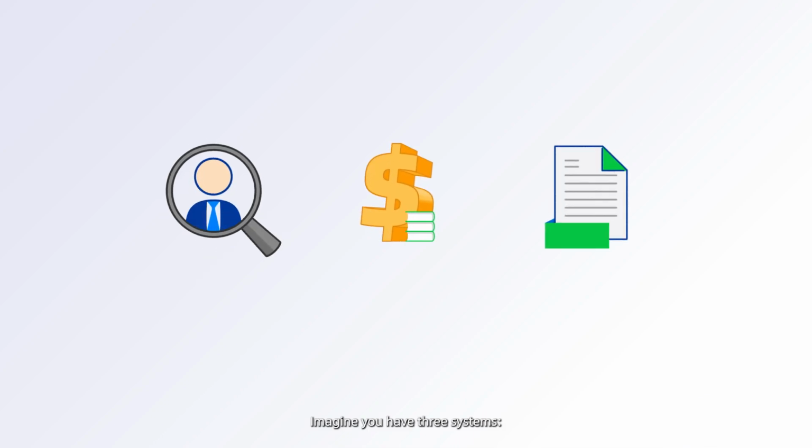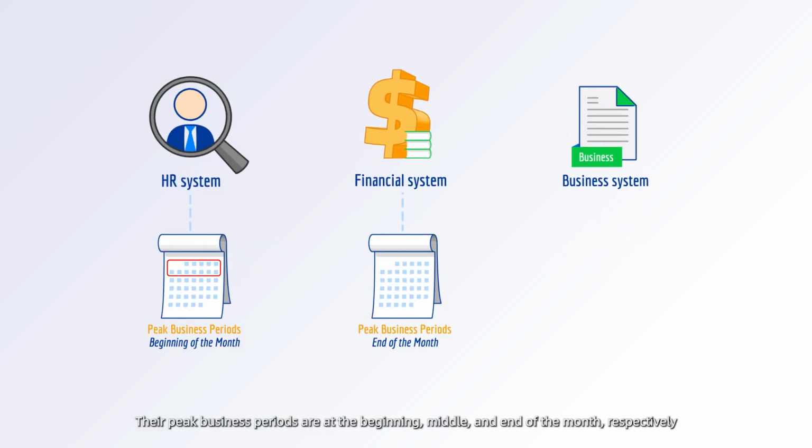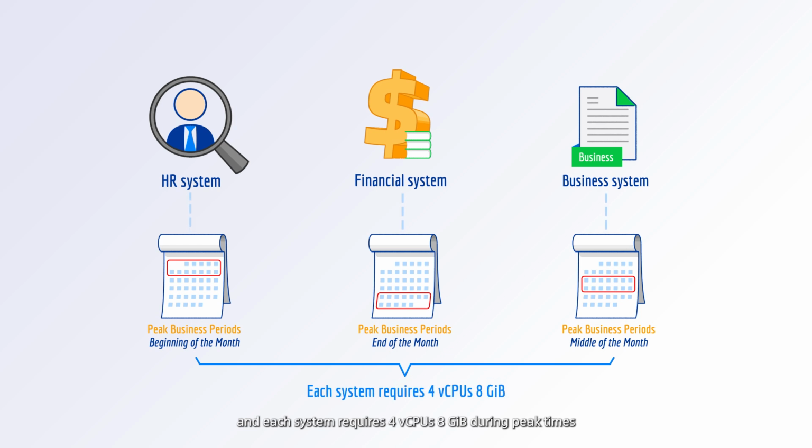Imagine you have 3 systems: HR system, financial system, and business system. Their peak business periods are at the beginning, middle, and end of the month, respectively, and each system requires 4 CPUs, 8 GB during peak times. You have already ordered an 8 CPUs 32 GB cluster instance.